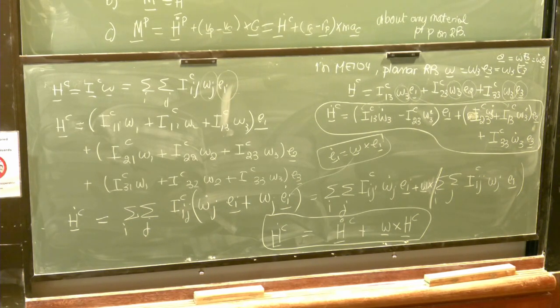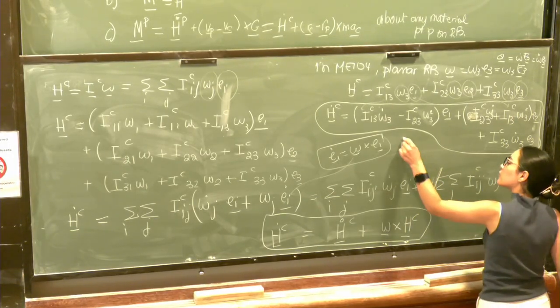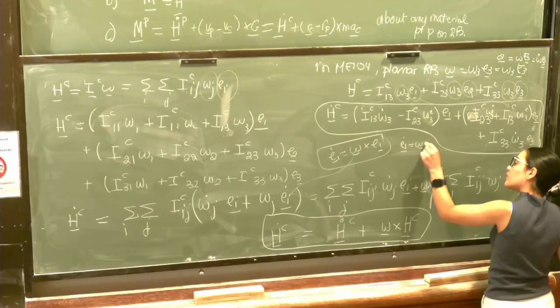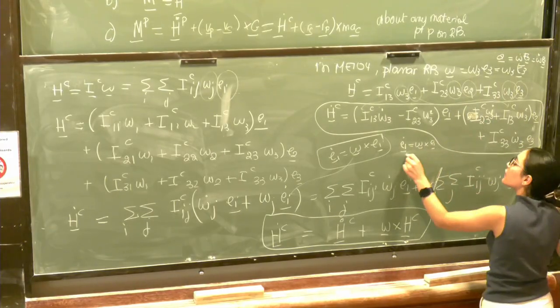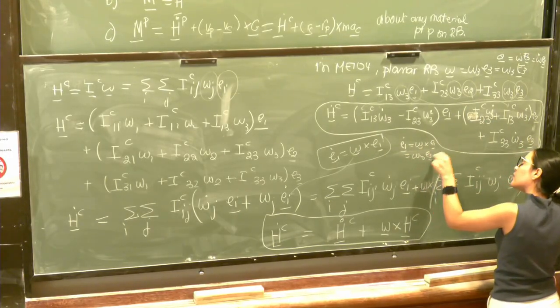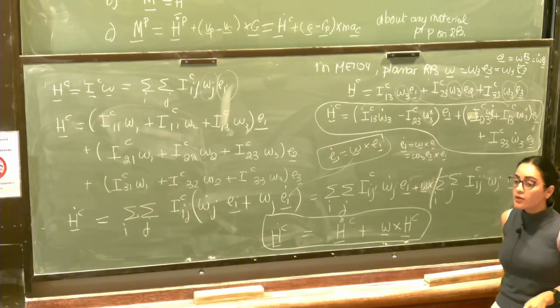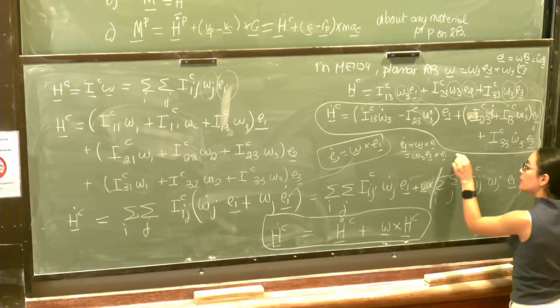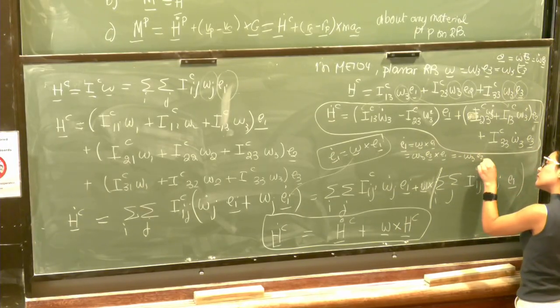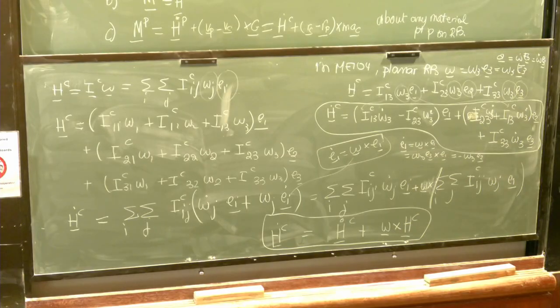Yes? So why does that go to E2? Okay, good, because you're doing E1 dot is equal to omega cross E1, which is omega 3 E3 cross E1. And what is E3 cross E1? Minus E2. Yes. Does that answer your question? That's positive? Sorry, plus. Yes, that's why I have a positive here. Yes, you're right.